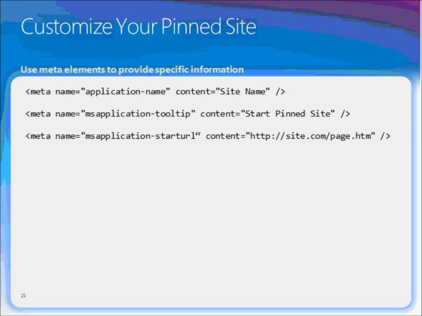To customize your pinned site, I mentioned that you just need some simple meta tags on your page. To add those, I've got 3 of them right there. You can have a look. Meta tag, name, application. That's the application name. So if you hover over and start the application, you see the application name. The tooltip is the tooltip that appears as you mouse over the application. And the start URL is the page that the application should go to on the first run experience. So again, using just the same markup, the existing site that you have today, you can customize your pinned site.